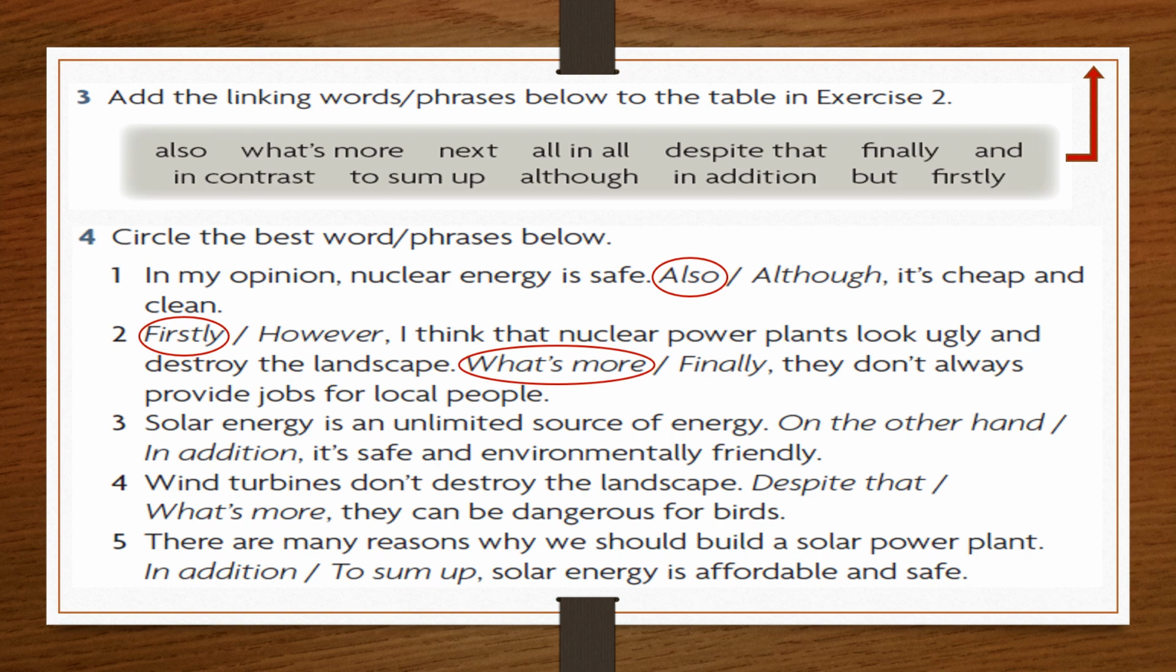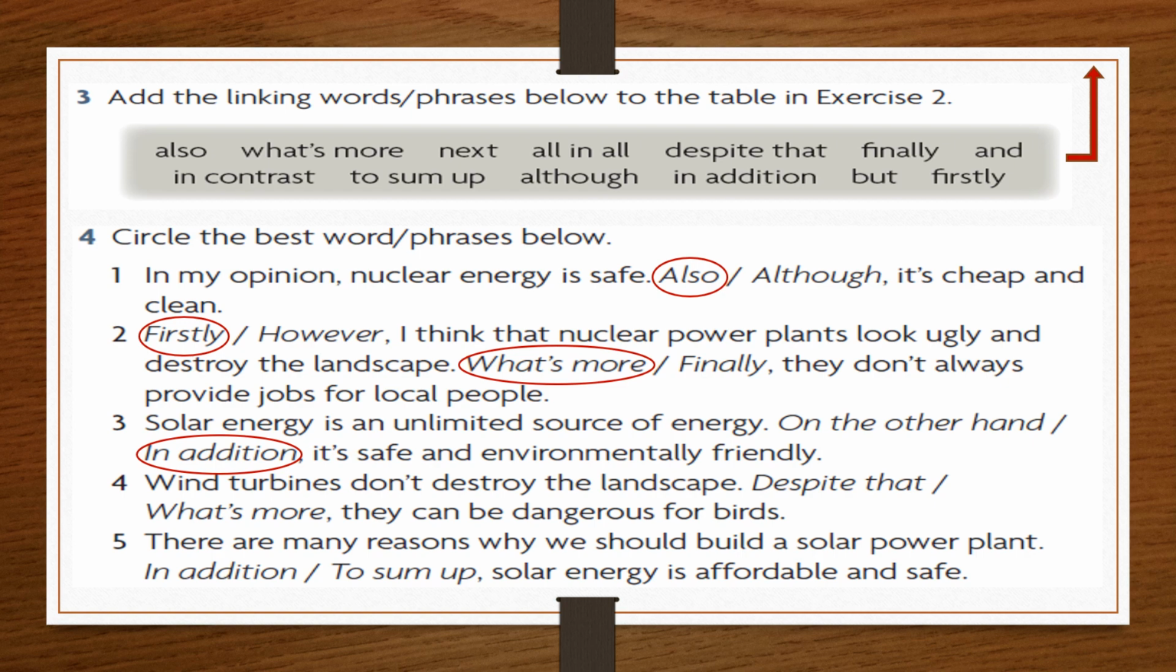Solar energy is an unlimited source of energy. And then it's mentioned that it's safe and environmentally friendly. These are all positive criteria. So in addition to being an unlimited source of energy, they are also safe and environmentally friendly. So in addition, we cannot say on the other hand, because on the other hand is an opposing argument.